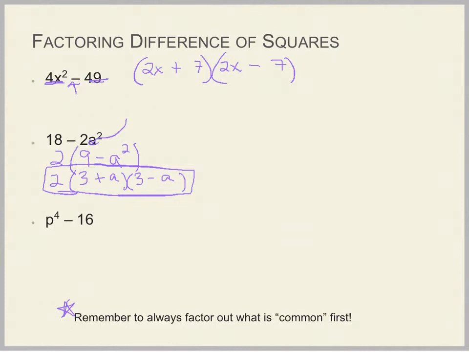p to the fourth minus 16. Well, this is a little bit of a challenge, but let's take a look. p to the fourth is a square. The square root of that is p squared. And 16 is also a square. It's 4.